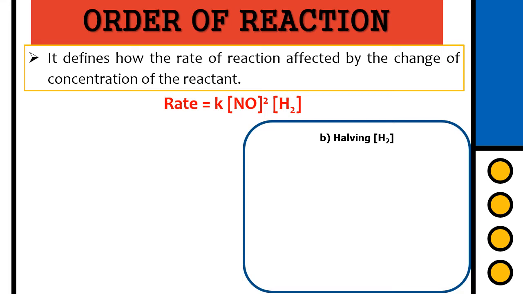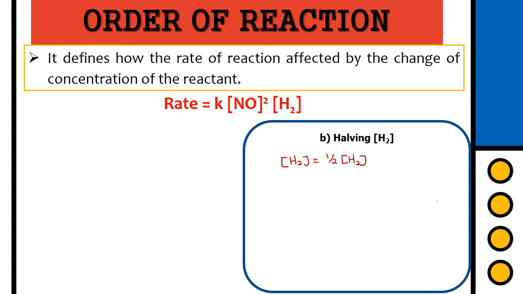So bear in mind here, our rate right now will only be affected by the concentration of H2. We only halve the concentration of hydrogen. We did not change anything about the concentration of NO. Okay, so the same step that we did just now. Initially, our concentration of H2, this is the initial concentration.